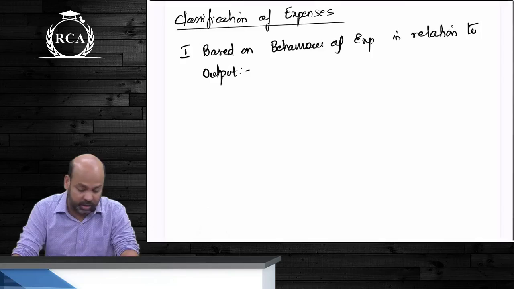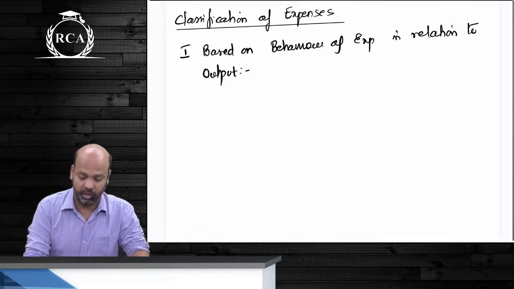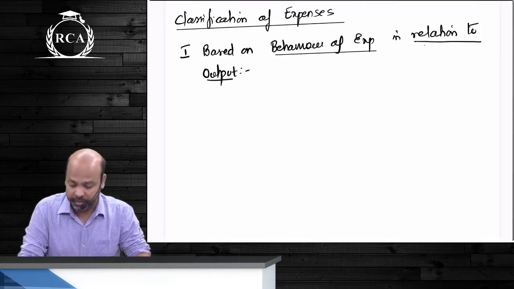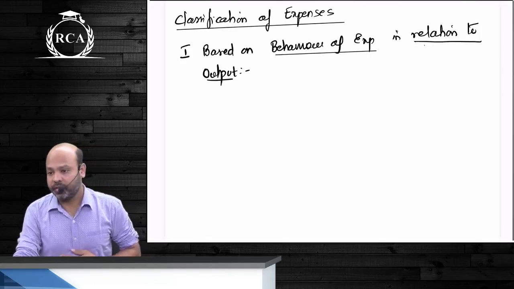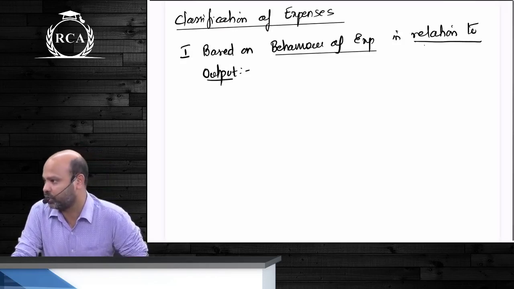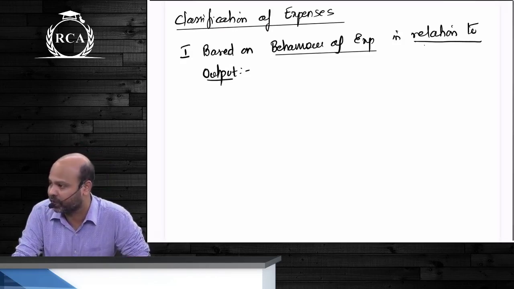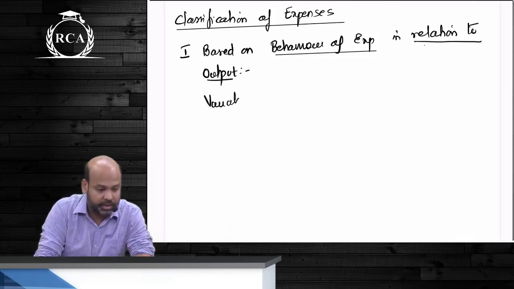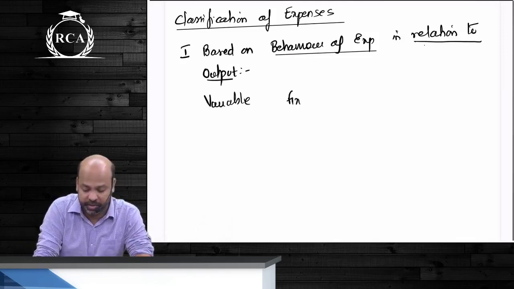If the expenditure, guys, is supposed to remain constant irrespective of the output that you manufactured, then it will be a fixed expenditure. If the expenditure has both variable as well as fixed component, a part of the expenditure remains constant, a part of the expenditure, guys, changes proportionately with the change in output, then it becomes semi-variable expenditure. So we have variable expenditure, we have fixed expenditure, we have semi-variable expenditure. I'll tell you when to copy, guys.